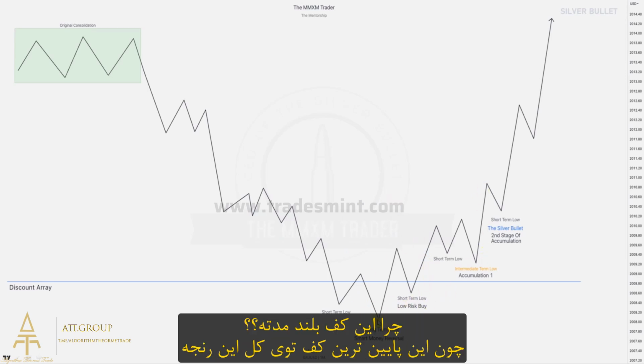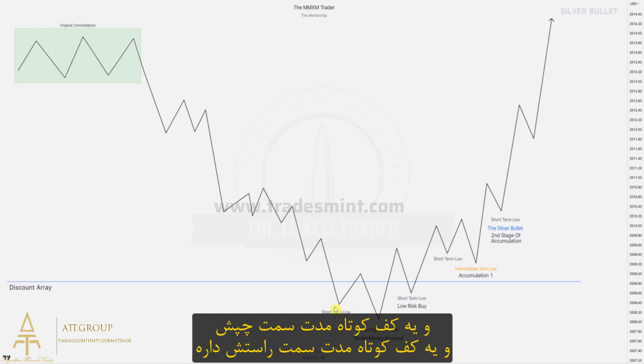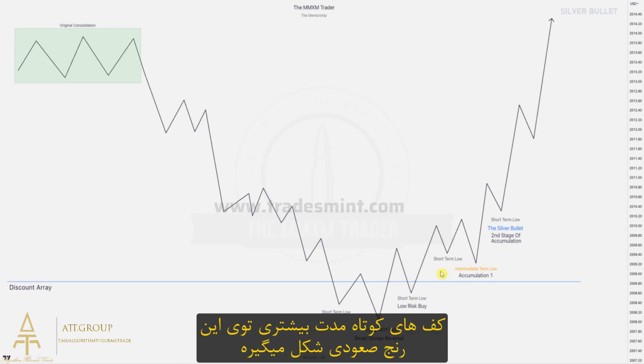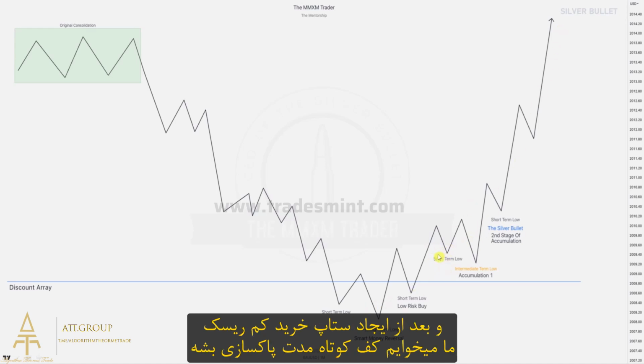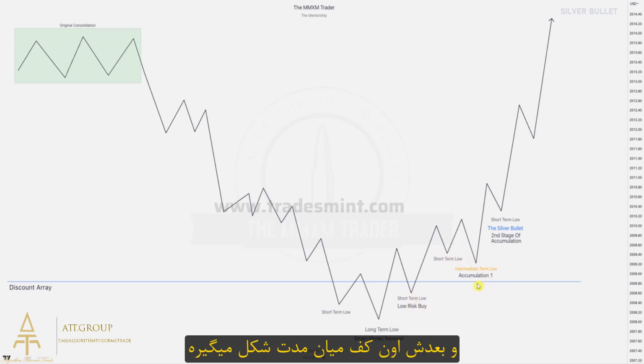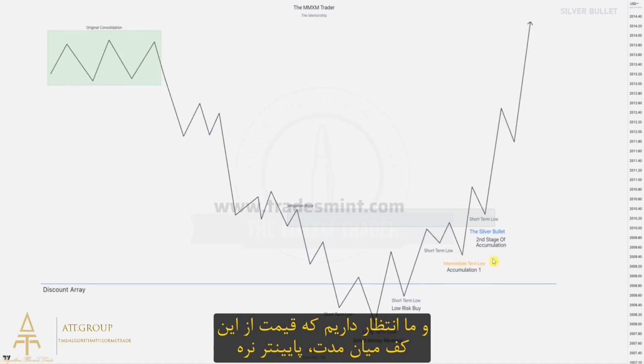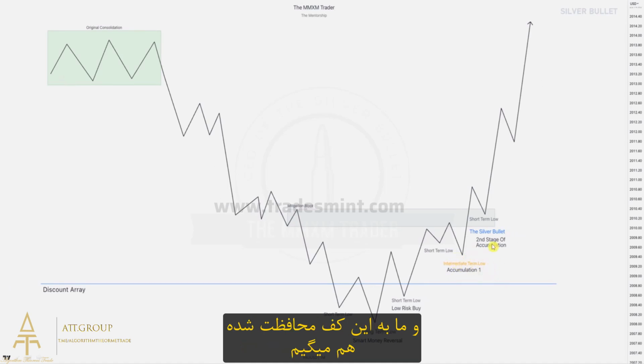Now why is this a long-term low? It's the extreme low in this whole range, and it has a short-term low to the left of it and a short-term low to the right of it. So this is a short-term low. Now once we start to break up further, there will be more short-term lows being formed in that whole range moving up, and we are waiting for that short-term low after the low risk buy to get raided, and then we form that intermediate term low. So we expect price not to exceed this intermediate term low once again. We call that a protected low.